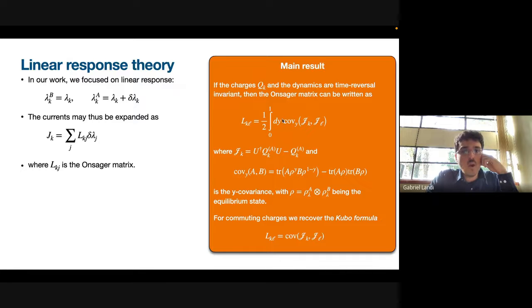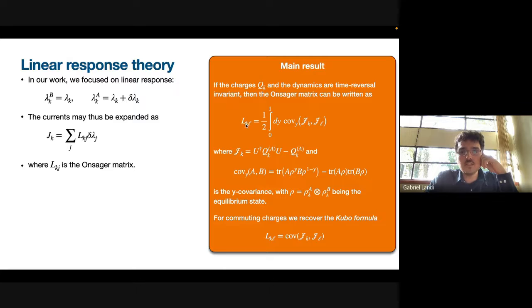So a Y covariance is a generalization of the notion of covariance to objects that don't commute. It's defined like this. The Y covariance of A and B is a little bit like the covariance. The covariance would be the average of AB minus the average of A times the average of B. But the Y covariance has a Y in the middle here. So instead of putting the rho anywhere you want, you put rho to the Y in the middle and rho to the 1 minus Y on the other side. Now if everything here commutes, then you can just take this and put it in here, and you just get the usual covariance. Otherwise, you get this generalization.